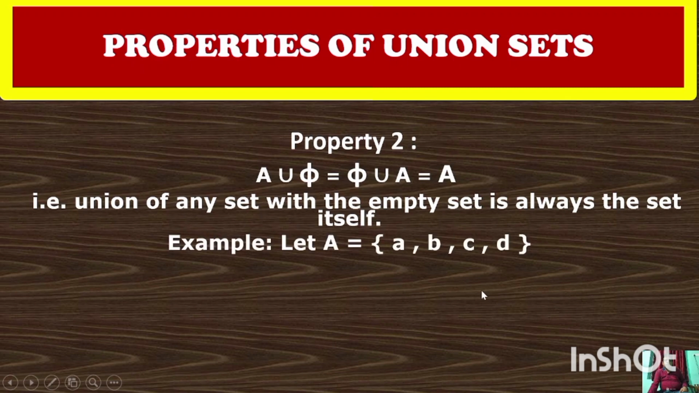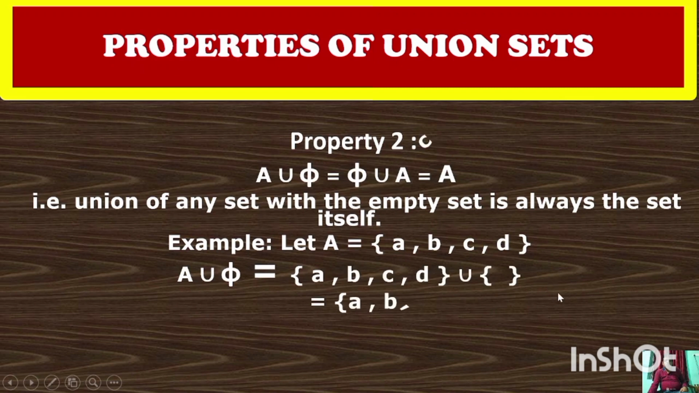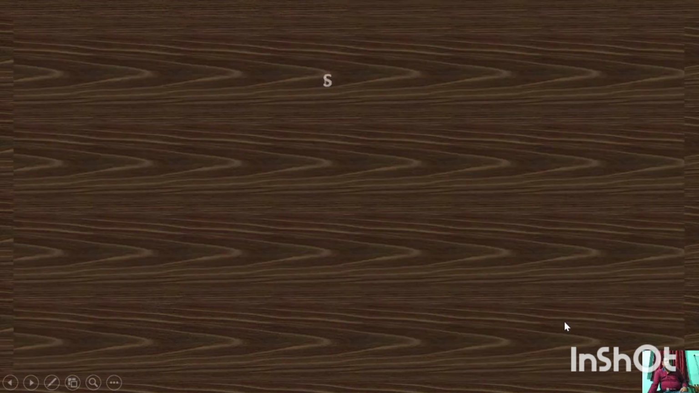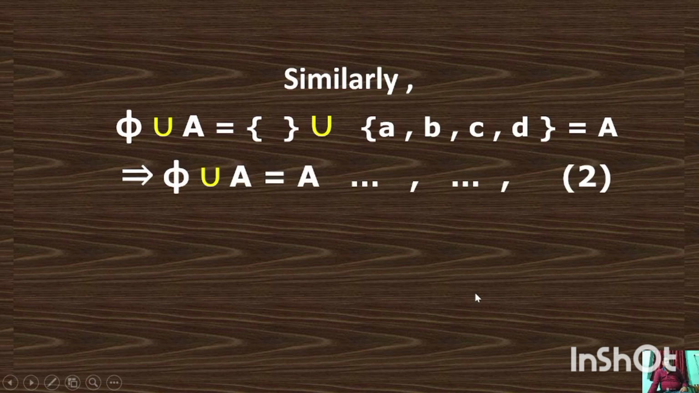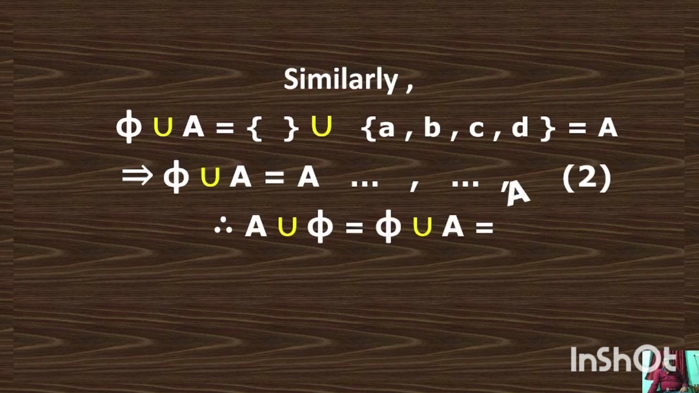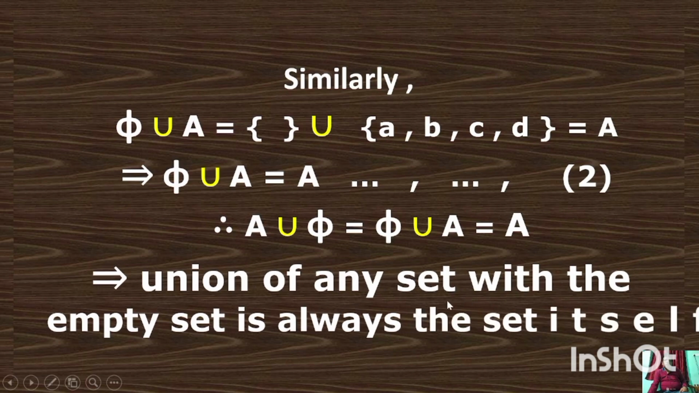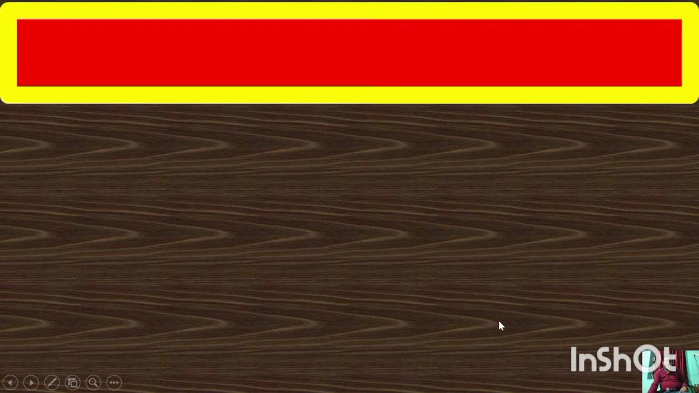For example, let the set A be {A, B, C, D}. Then A union phi is what? Which is the same set A. And similarly, if you take phi union A, it is also A. Thus we get A union phi is equal to phi union A, which is the set A. This is also another fundamental property of the union set. Thus the union of any set with the empty set is always the set itself, right?